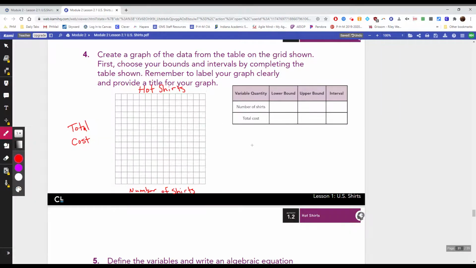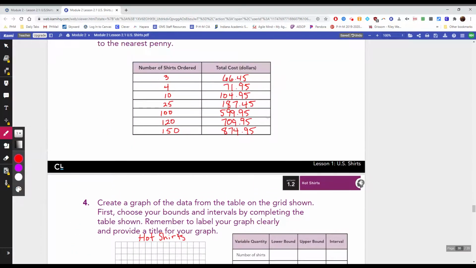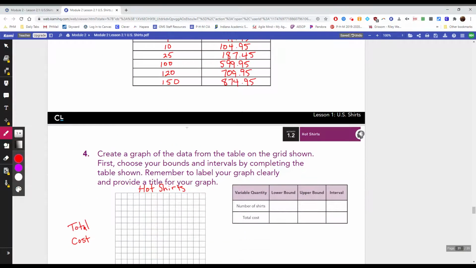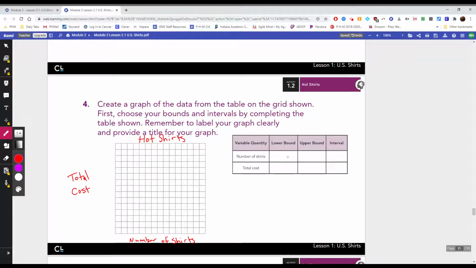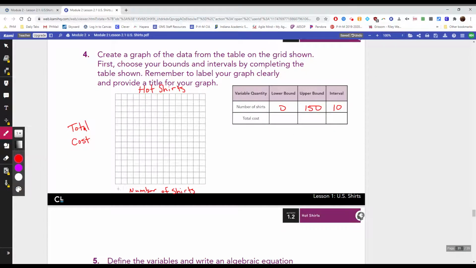Now for our bounds, using the table, again, I think for the number of shirts, we can do 0 to 150, just like we did for the US shirts. We will also keep the same intervals of 10. So let's label all of that. This is going to be 0, 20, 40, 60, 80, 100, 120, 140. This last one would be 150 then.